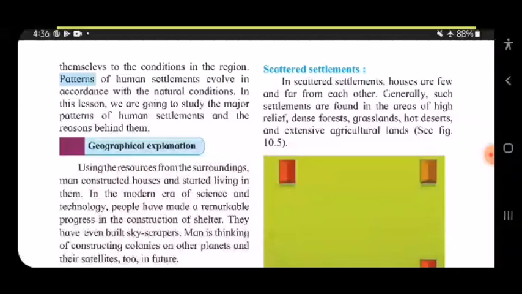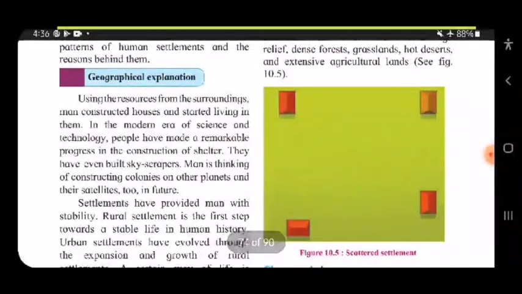In this lesson, we are going to study the major patterns of human settlements and the reasons behind them. So we learn about the patterns of human settlement. Let's see the geographical explanation. Using the resources from the surroundings, man constructed houses and started living in them. In the modern era of science and technology, people have made remarkable progress in the construction of shelter.